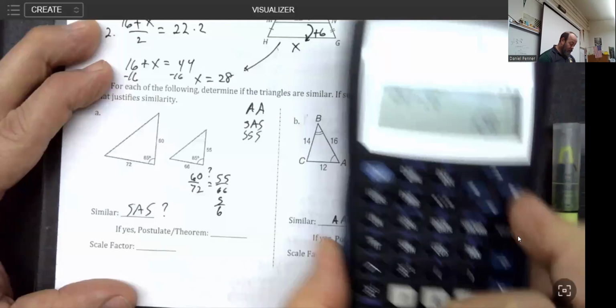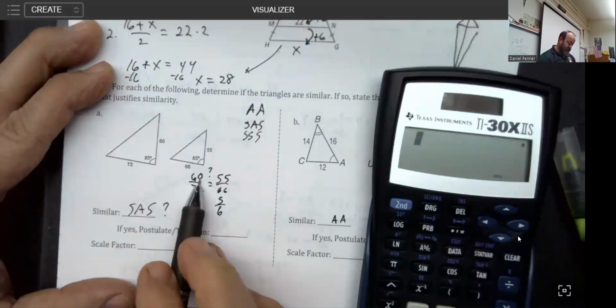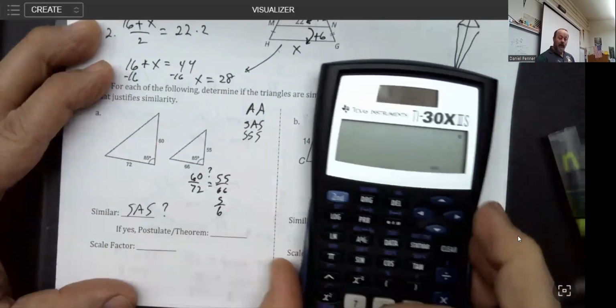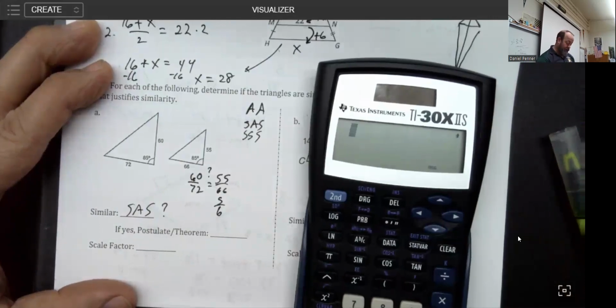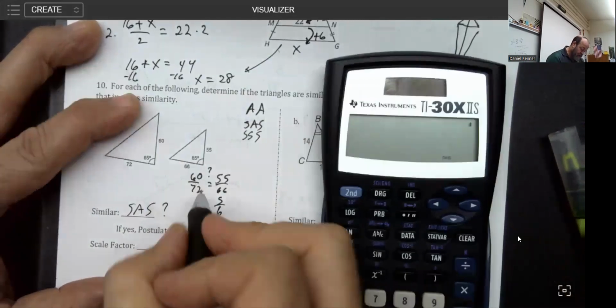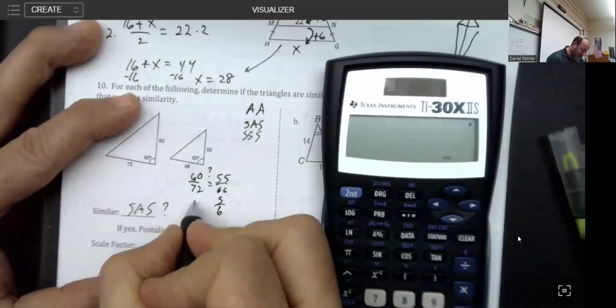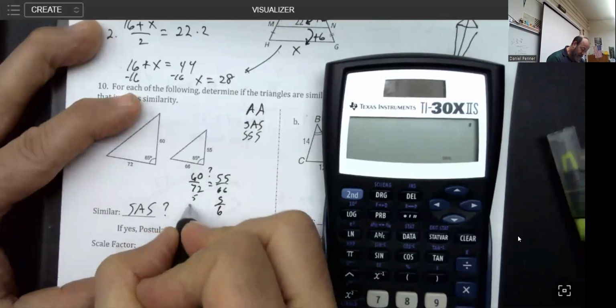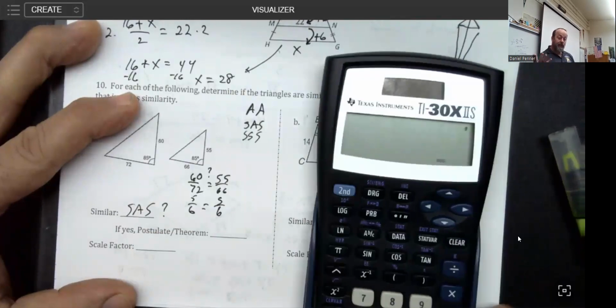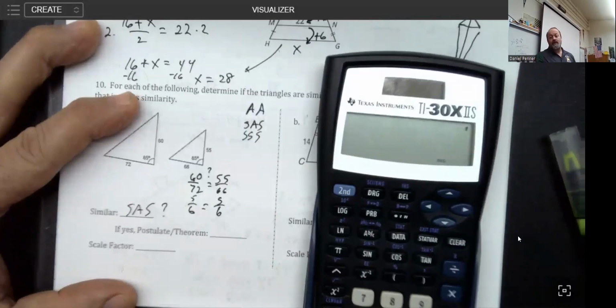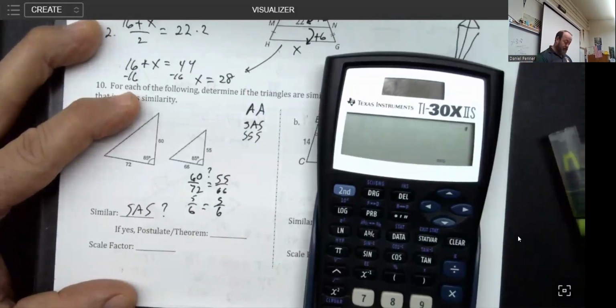And so I want to find out, is this one also 5, 6? And so I could look at how to reduce that fraction. And I happen to know that 12 goes into 60 exactly 5 times, and 12 goes into 72 6 times. But let's say you didn't know that, because again, not everybody's going to know all those multiples of 12. What you could do is you could hit 60, fraction key 72, and hit enter.